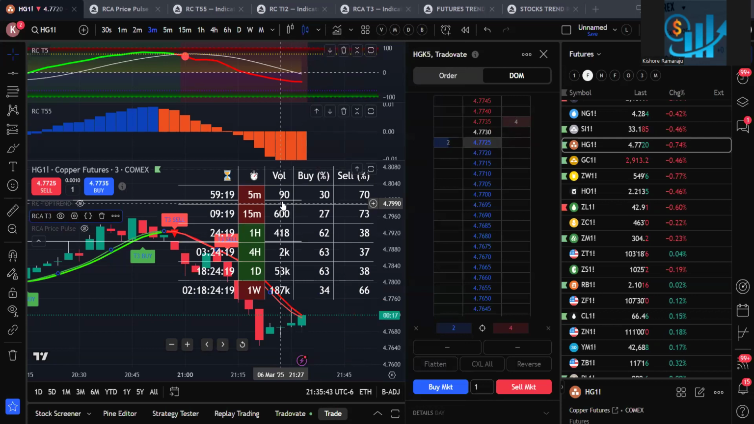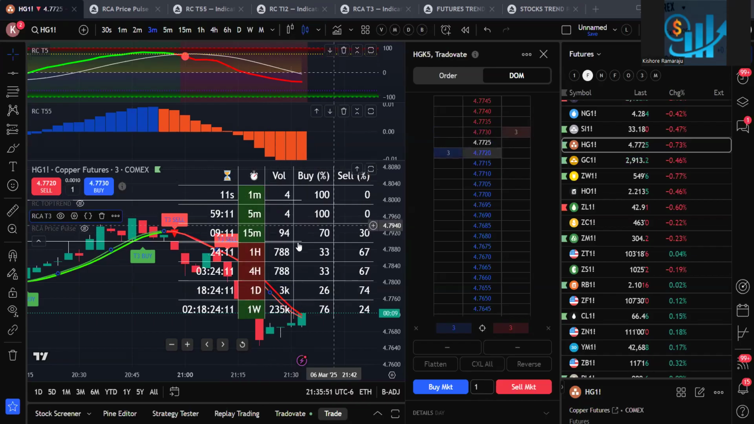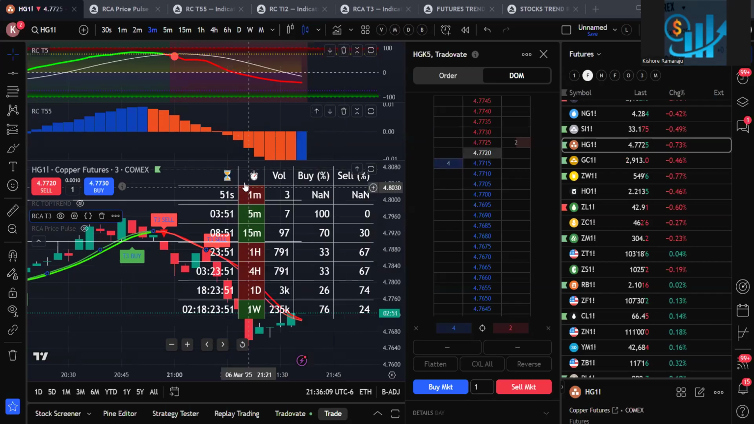So you can see that in the last 5 minutes, there are 90 transactions that happened. Out of 90, there were some 100 buy transactions, zero sell transactions. Last 15 minutes, 94 transactions happened, 70 buys, 30% sells. Last 1 hour, 788. So if everything is looking green, that means there are a lot of buyers who are interested to buy. If everything is looking red, there are a lot of sellers.